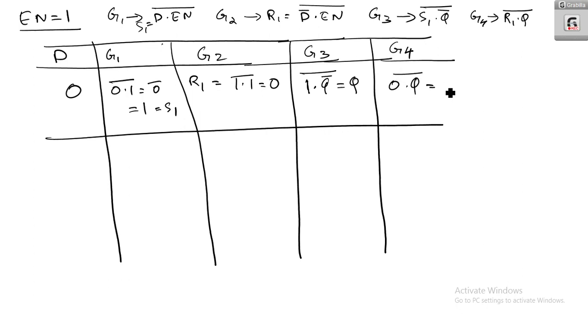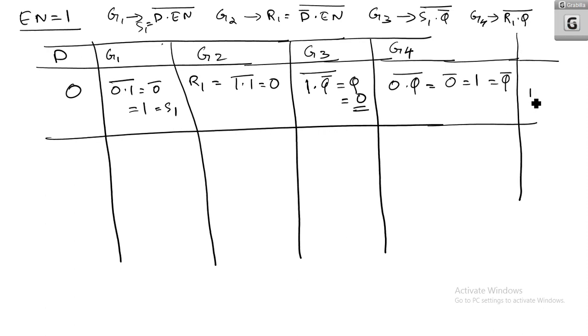That is 0 dot Q is 0 bar, that is 1. That is, Q bar becomes 1, so Q becomes 0. So this is basically a reset. When D is equal to 0, what happens? The next state becomes 0. So this is basically the reset state. Next case, when D is equal to 1, what happens?